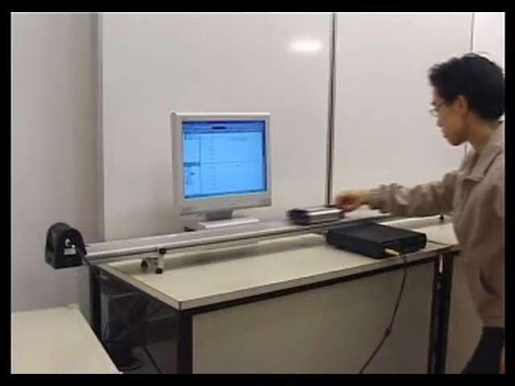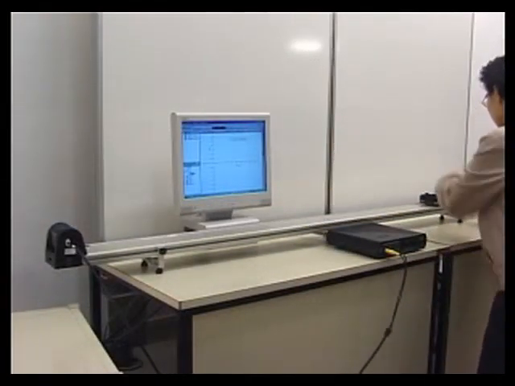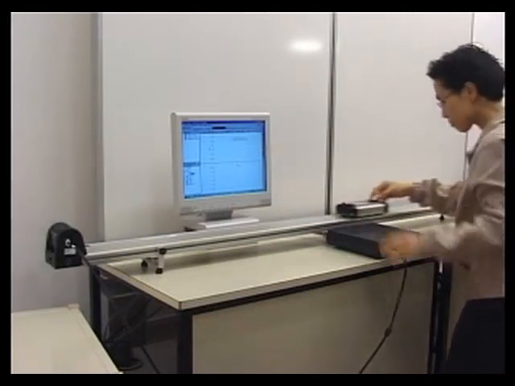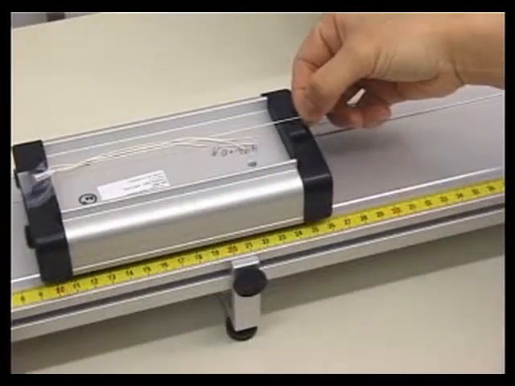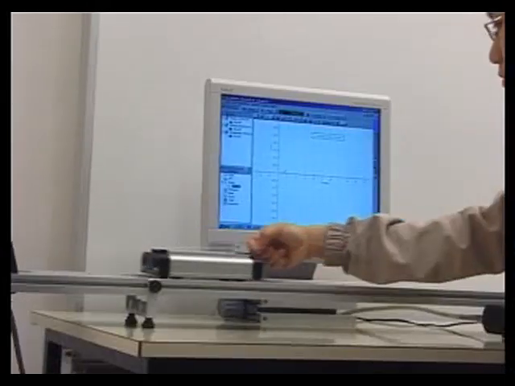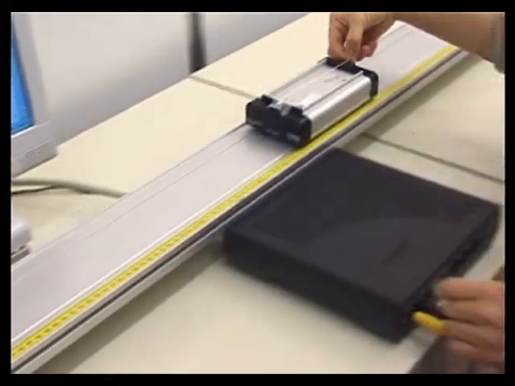This is not easy to do. We'll practice several dry runs before recording the data. Now do a real run. Start recording data and pull the trolley down the runway.